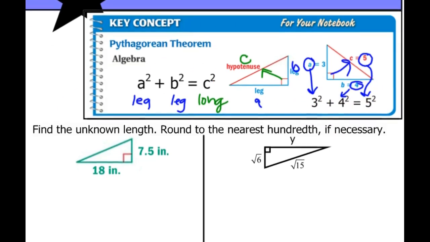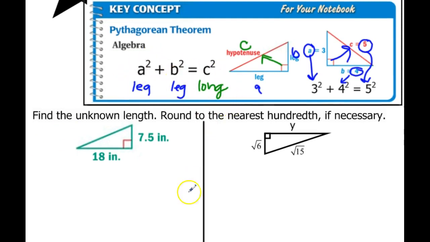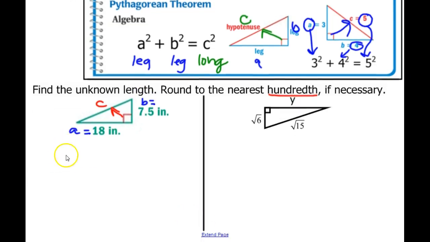We're going to now use this equation with one of the sides that's missing. So it says find the unknown length and round to the nearest hundredth if necessary, meaning we're probably going to need a calculator. So if these are our three sides, c is always opposite of the right angle, so we don't know what c is. But the other two sides are a and b. So I say this is a and this is b.